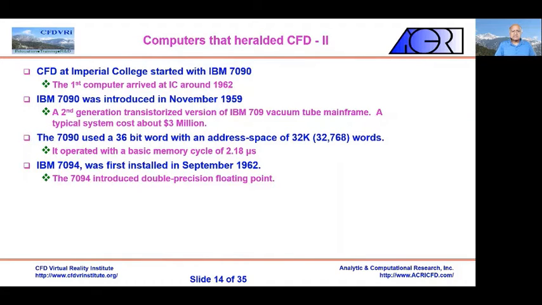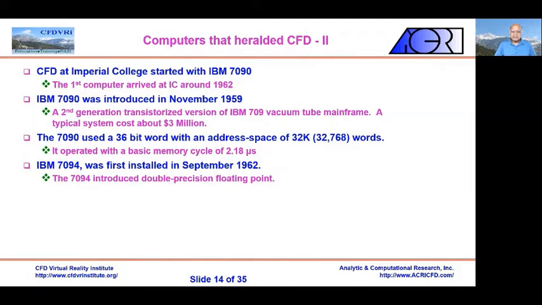At Imperial College, it was the 7090 that arrived in 1962. It was introduced in November 1959 by IBM. It was a transistorized version of the vacuum tube IBM 709 before that. And of course, the 701 was a vacuum tube machine. A typical system cost $3 million. Though it was much smaller than the original 701 vacuum tube computers, it still filled a room.